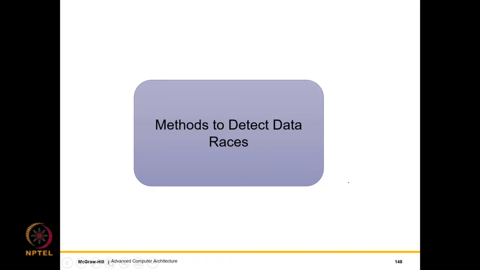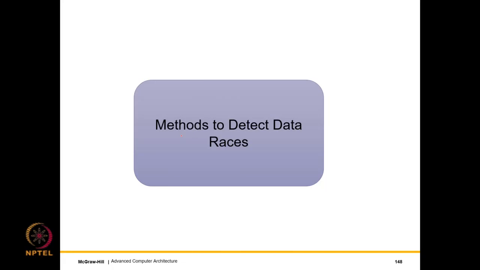Welcome to lecture 8 of the chapter Coherence, Consistency and Transactional Memory in Multiprocessor Systems. In this lecture, we will discuss the different methods to detect data races in a program.